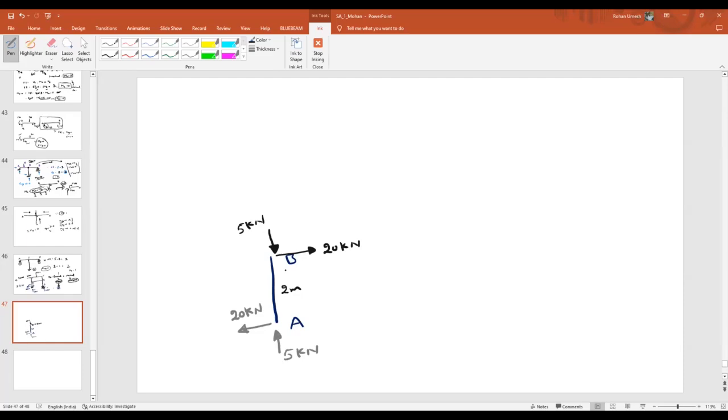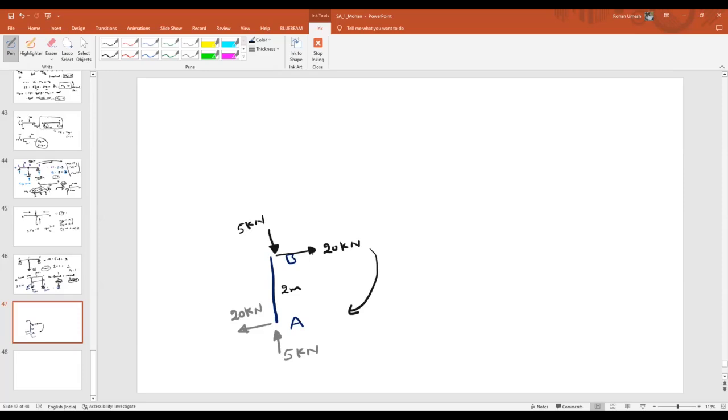These are creating a couple in which direction, clockwise or anti-clockwise? Clockwise. This will create a clockwise moment. What is that moment? 20 into 2, that is 40. That means these two forces are trying to rotate your member by a magnitude of 40. But you should not allow it.